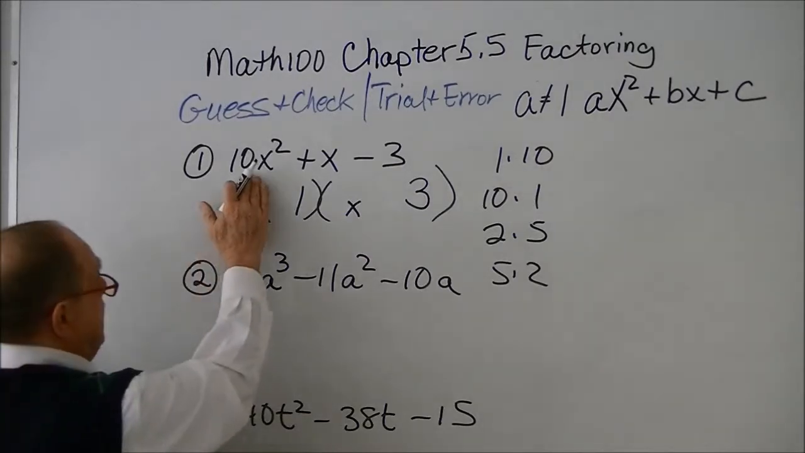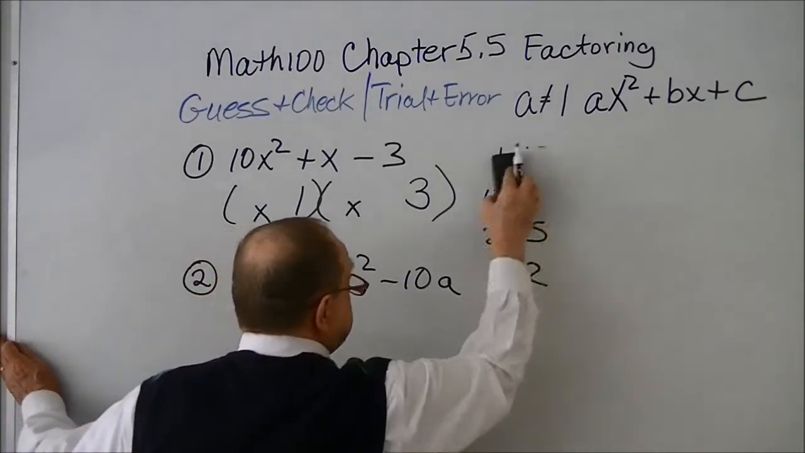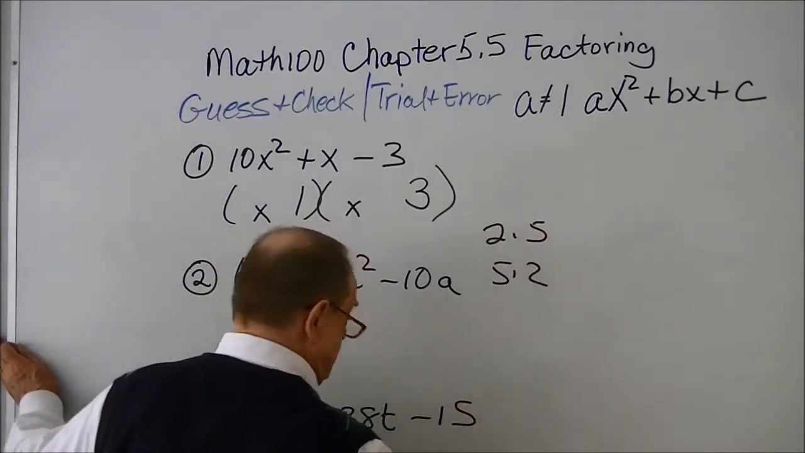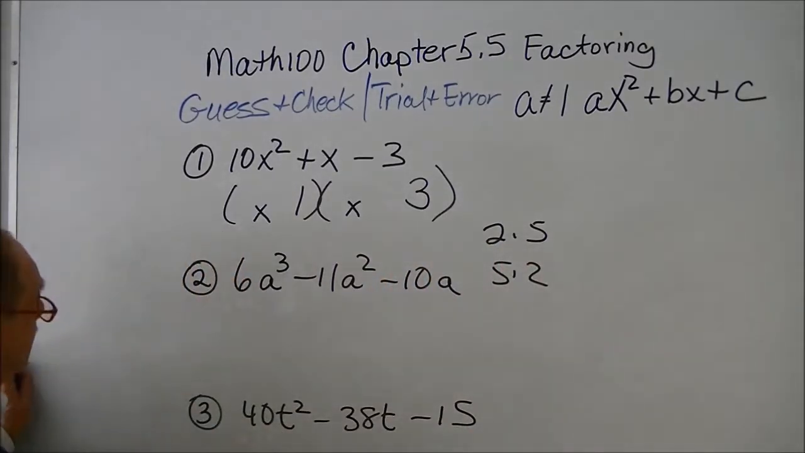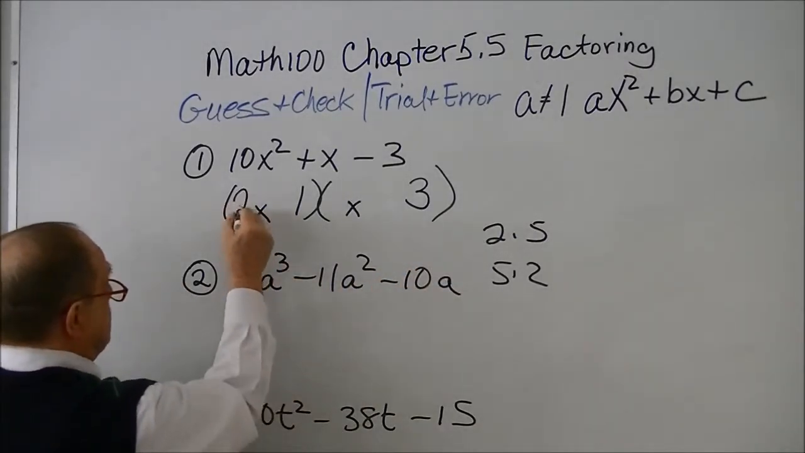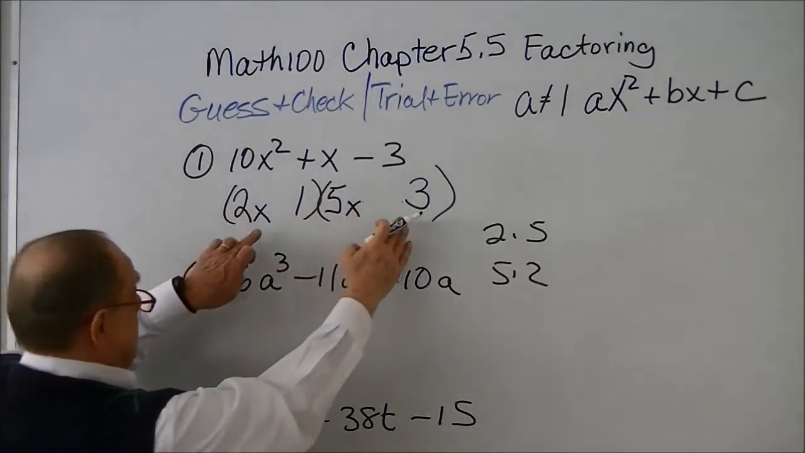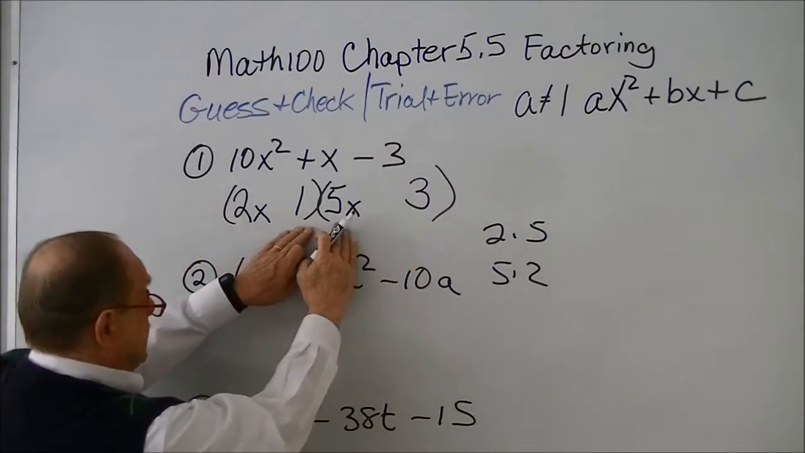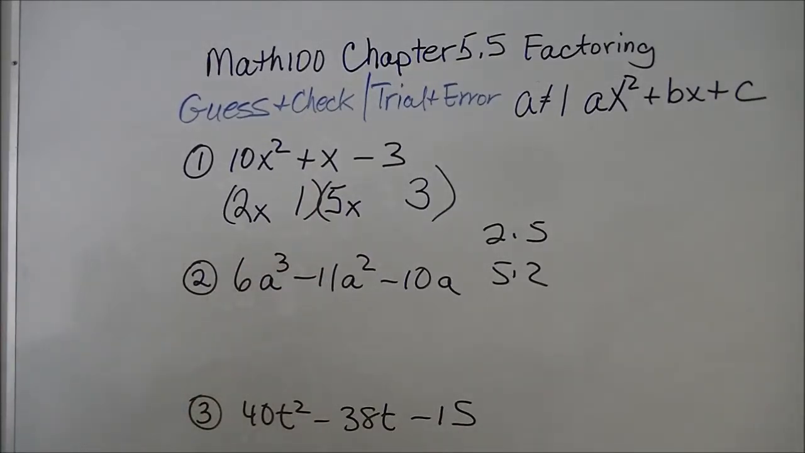Now I'm going to say, because the difference is only 1 and this is a 3, that the 1 and 10s are out. So I'm going to stick with either a 2 and a 5 or a 5 and a 2. So what do I do? Well, I guess and check. So I'm going to try this first one, a 2 and a 5. And now I FOIL. This is a 6, this is a 5, and the difference is 1. Oh, I think I hit it right away.